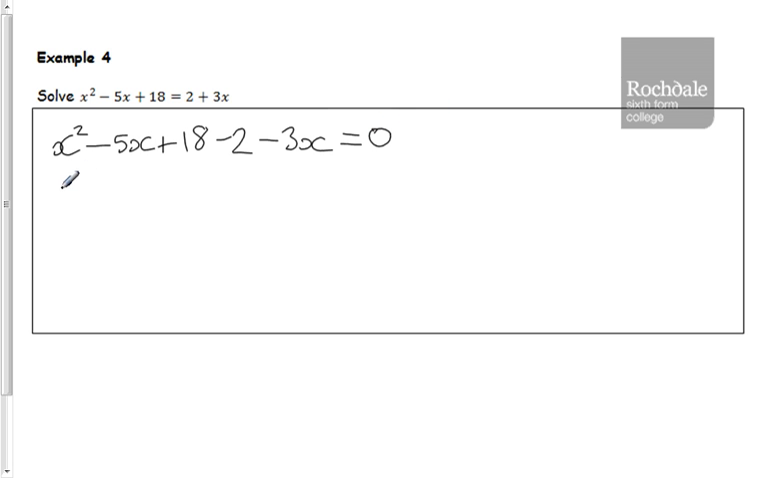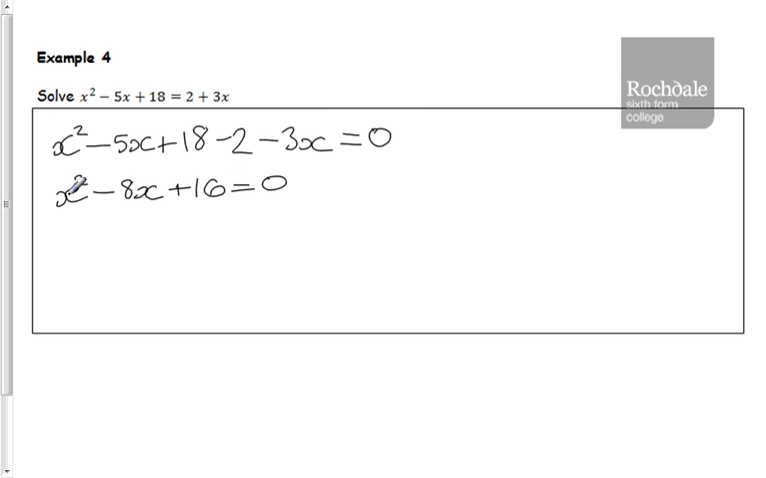On the left we have some like terms to collect. We've only got one x squared term, but we've got minus 5x there and minus 3x there. Collect them together and we've got minus 8x or negative 8x. We've got plus 18 and take away 2. 18 take 2 is 16. We've collected everything together so it equals 0. We've simplified as much as we can.